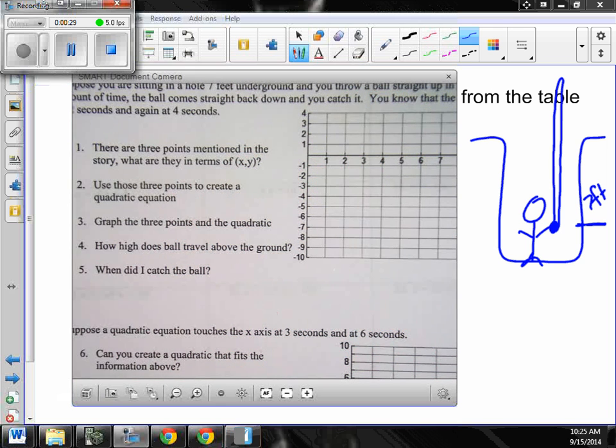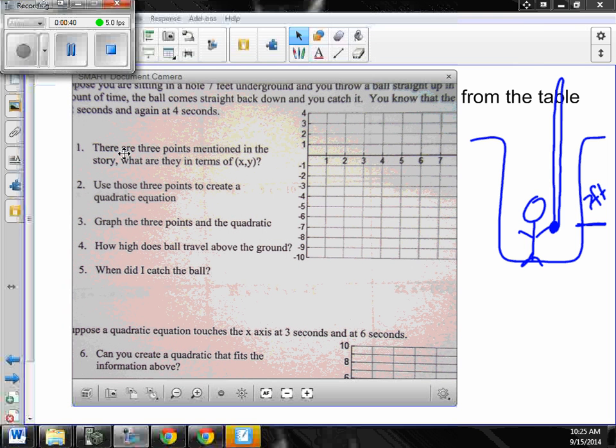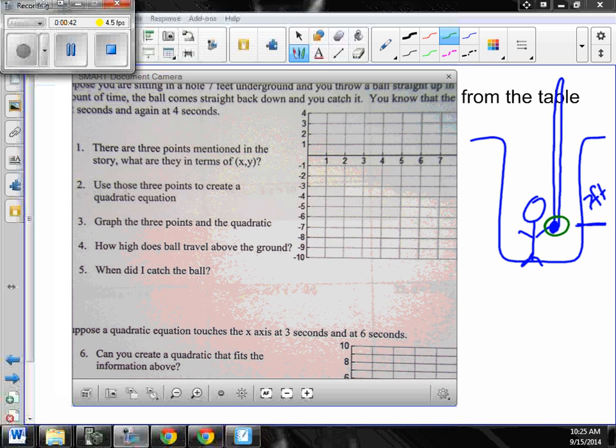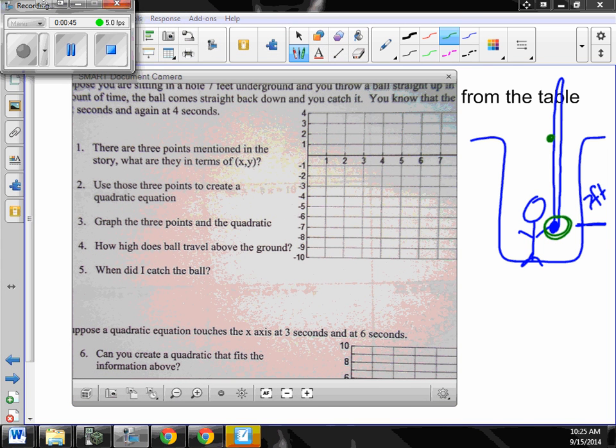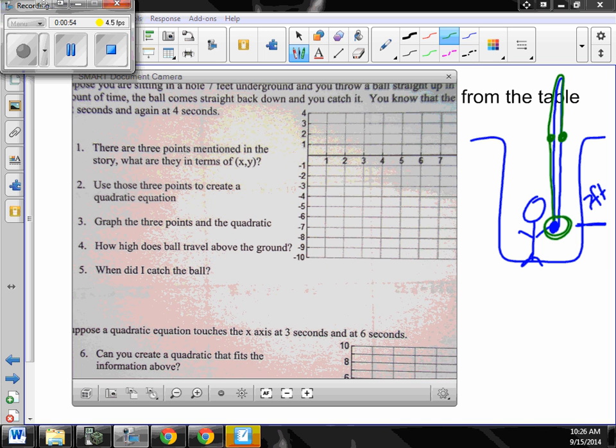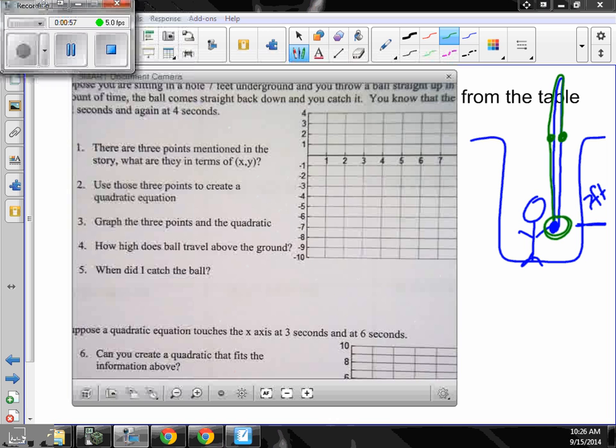Okay? And the story says you know that the ball was at ground level at 2 seconds and at 4 seconds. So we know 3 points. We know where it began, and we know how long it took to go up and be at ground level. It went above ground level and came back down, and we know how long it took to get to that point. Okay? So there are 3 points we know. We just need to put them in XY form.